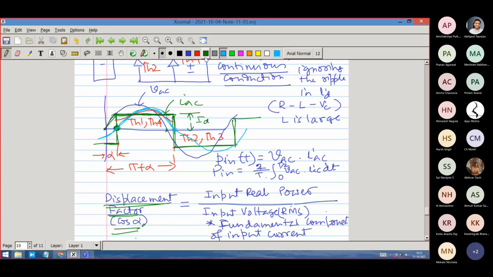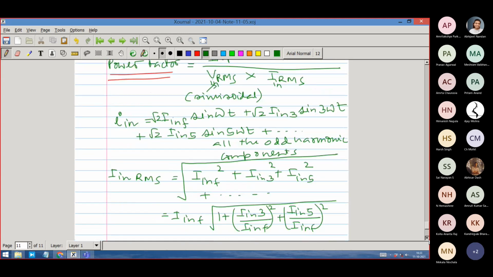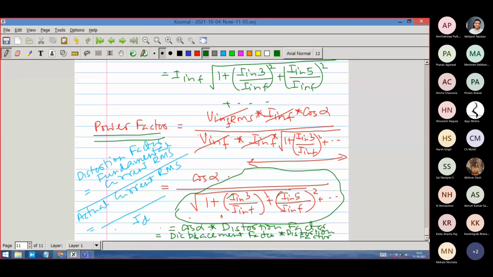The actual current waveform is green. What is the RMS value of this waveform? Please, if you cannot tell this, it's a very shocking thing. It's ID only, without any calculation. It is ID only, right? Because it is a constant. So ID only.